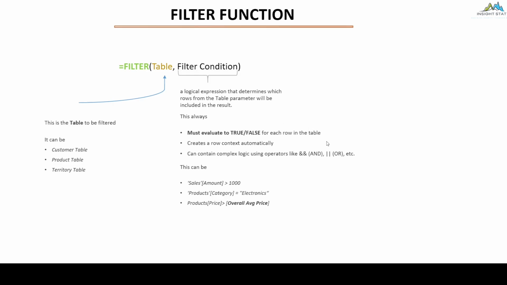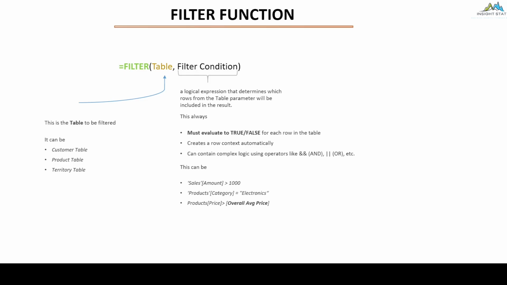Very important to remember. It creates a row context automatically within that row, and it can contain complex logic using operators like the double ampersand or the double pipe. The double ampersand evaluates to AND, the double pipe evaluates to OR, right? So these are some of the conditions that we have to keep in mind when we are evaluating the filter expression.